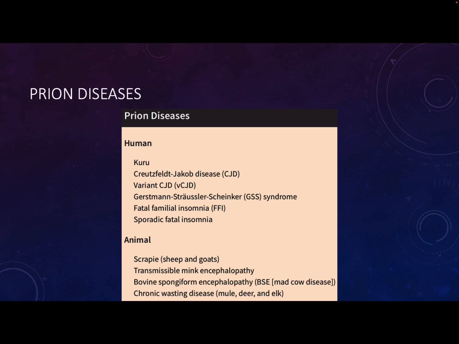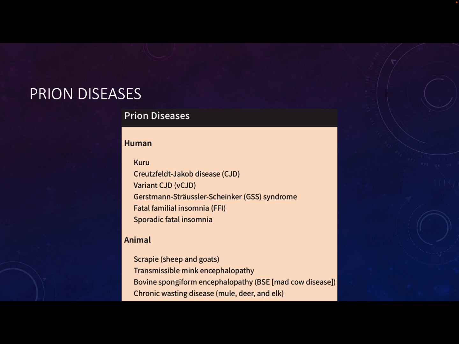Creutzfeldt-Jakob is usually what we call it if you've eaten something contaminated, like an animal. Variant Creutzfeldt-Jakob is spontaneous. Fatal familial insomnia is inherited. And some of these others are sporadic.